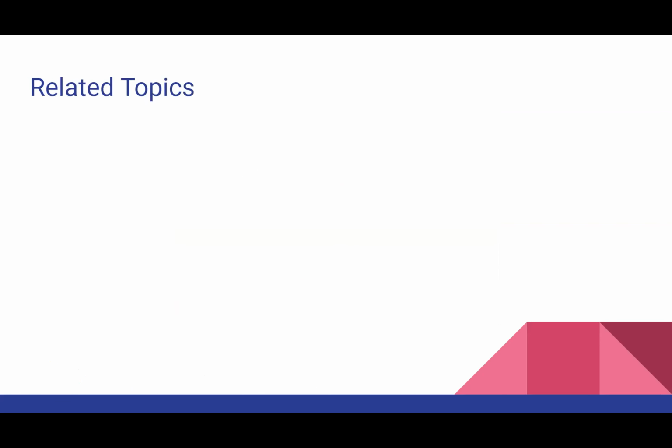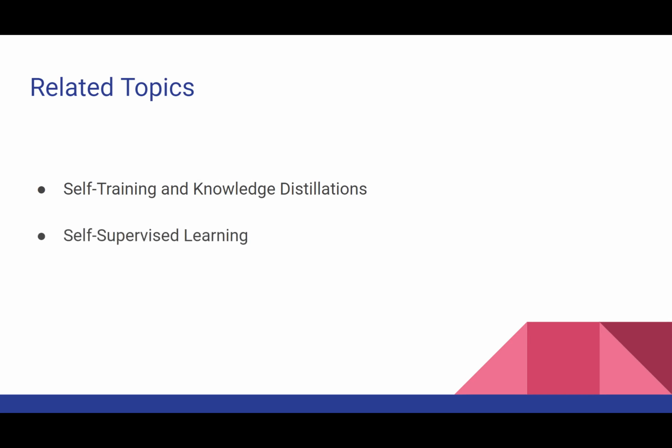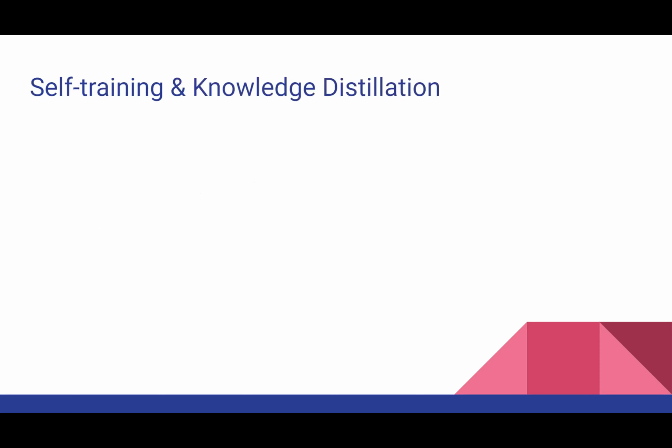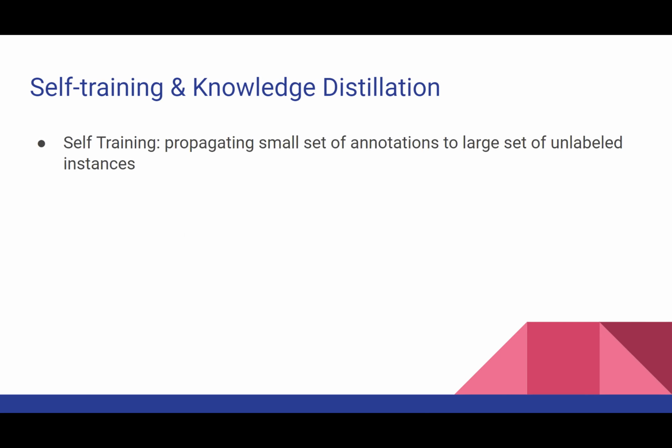So for related topics, there are two key topics that we're going to go over. First of all is self-training and knowledge distillation. And then we're going to go over self-supervised learning. For self-training and knowledge distillation, I'm going to keep this brief because papers such as DeiT have gone over this in far more detail. But just to re-go over everything, self-training is propagating a small set of annotations to a large set of unlabeled instances.